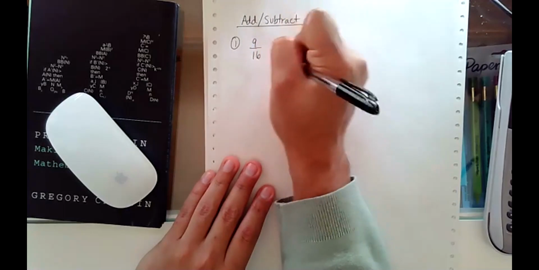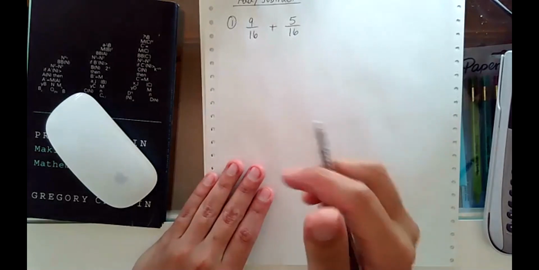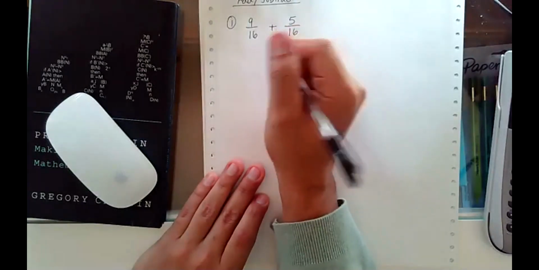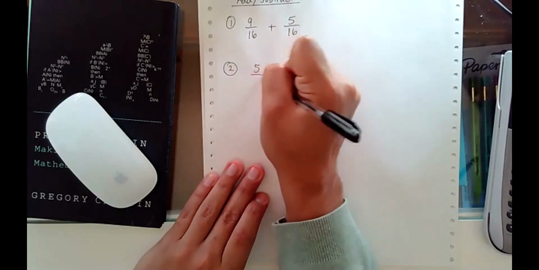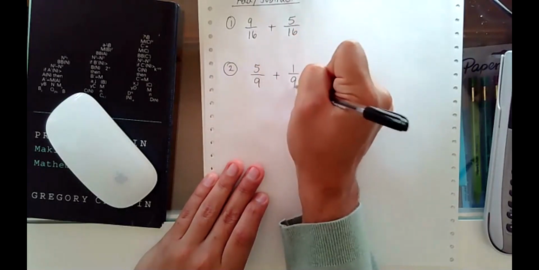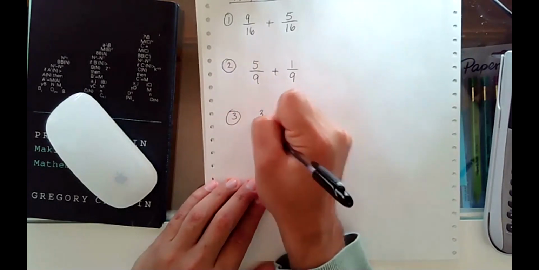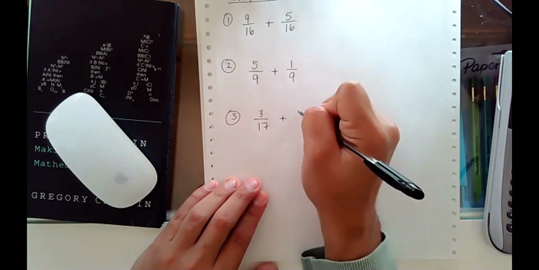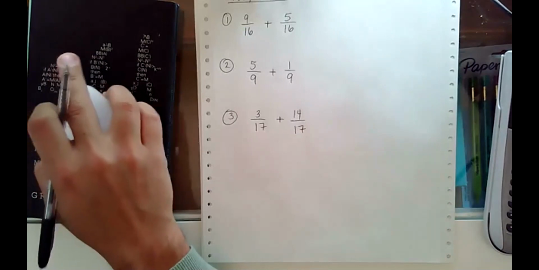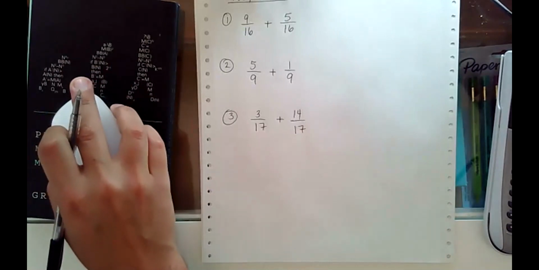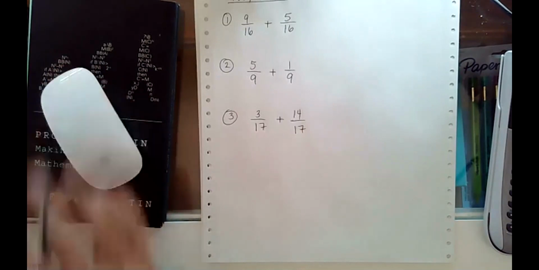Nine over 16 plus 5 over 16. Five over 9 plus 1 over 9. 3 over 17 plus 14 over 17. So let's take a moment to just look at those, appreciate them, admire them, and maybe work them out. Just a few minutes.